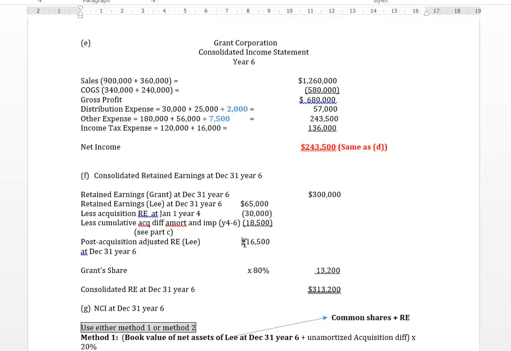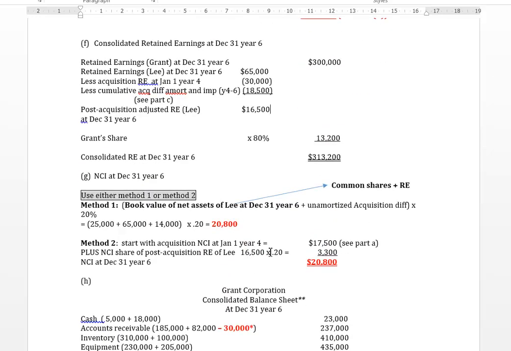Grant, the parent, got its share of the post-acquisition retained earnings of Lee. That's 80%. Well, who got the other 20% of that? That must have been the NCI. So the NCI is also getting its share of the equity that was earned by the sub Lee since the date the two companies became related.